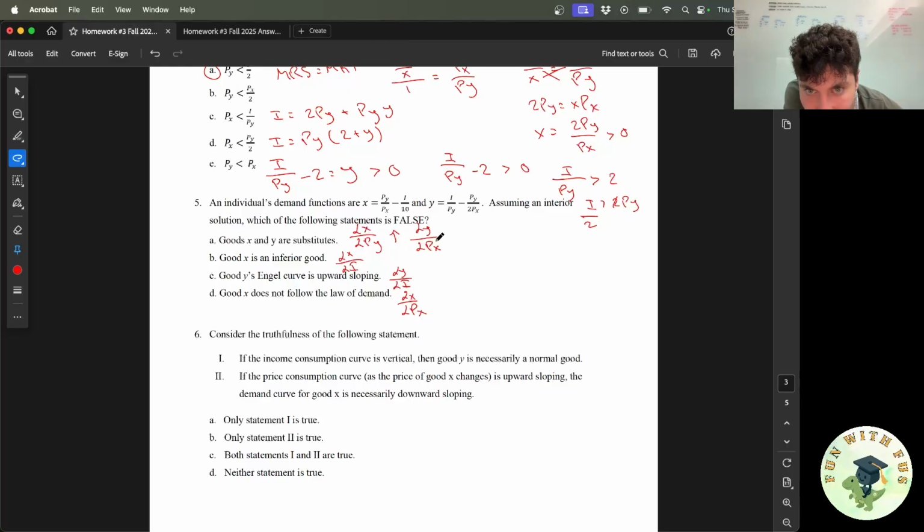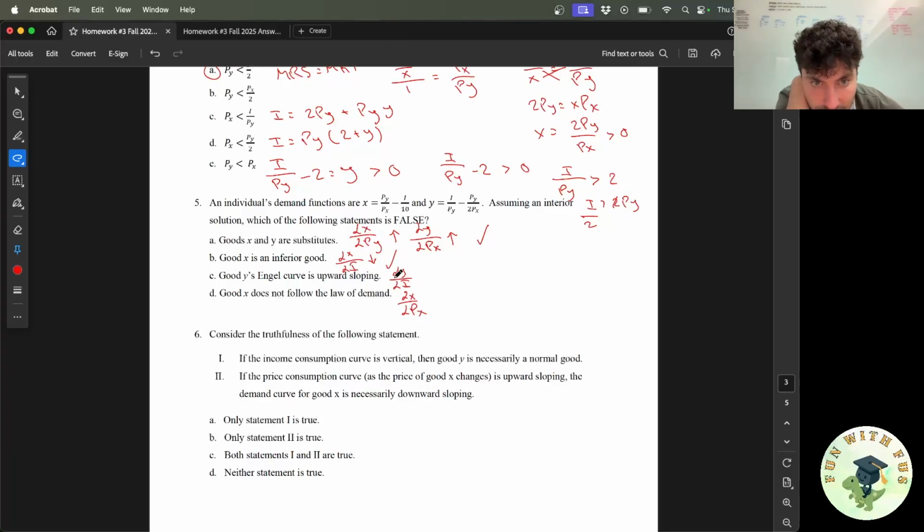And if I increased PX, then the denominator gets bigger, which means that I am subtracting by a smaller number, which means that this gets bigger. Okay, lock in. So I do believe these are in fact substitutes because we had a positive derivative. Good X is an inferior good. So if I increased income, then I would be subtracting by a larger number. So this is an inverse relationship, which I do believe is true.